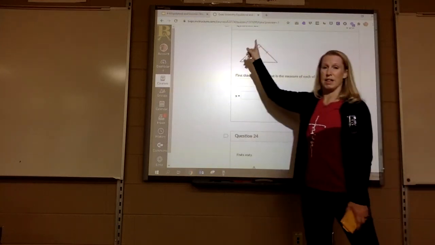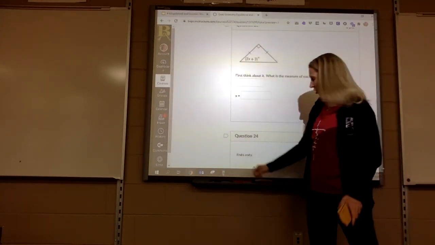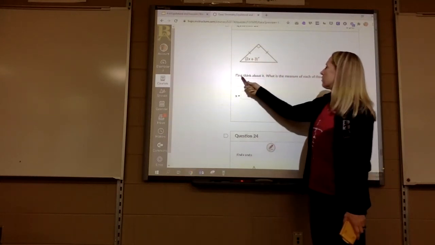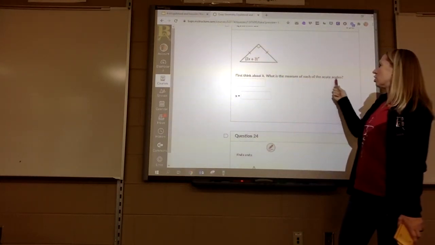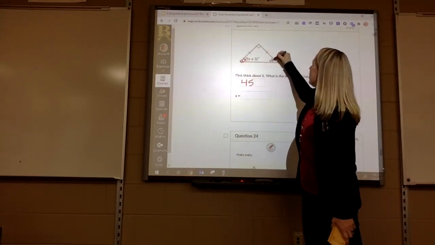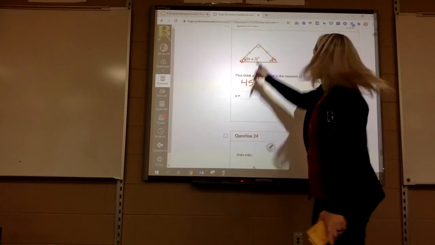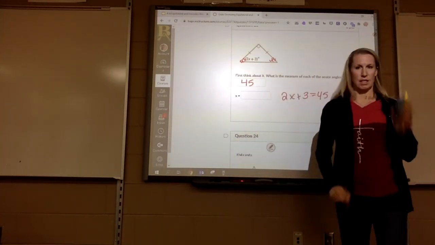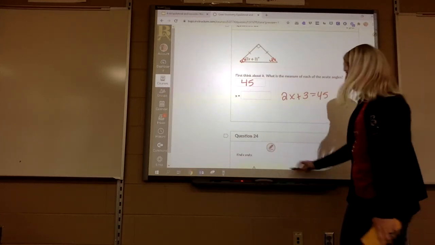So again, we have an isosceles right triangle. So what's each angle here? So it says first think about it. What's the measure of each acute angle? So it would be 45. So to solve for x, you're going to do 2x plus 3 equals 45, and then solve for x from there.